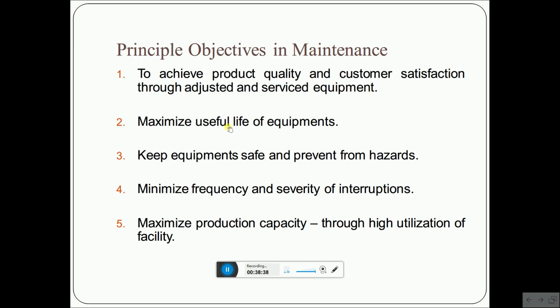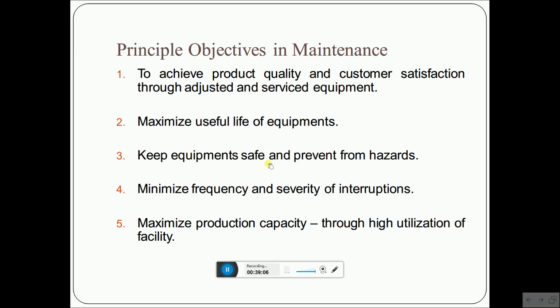Maximize useful life. We want to maximize the utilization. Useful life is nothing but utilized life, right? That can only be done by having the system available. And I would encourage you to not use the word equipment, although I have used it here, but it's more of a maximize useful life of systems.